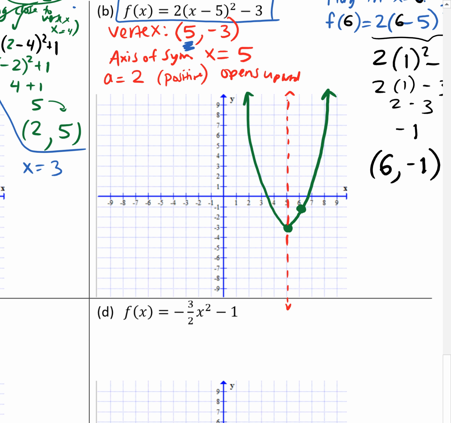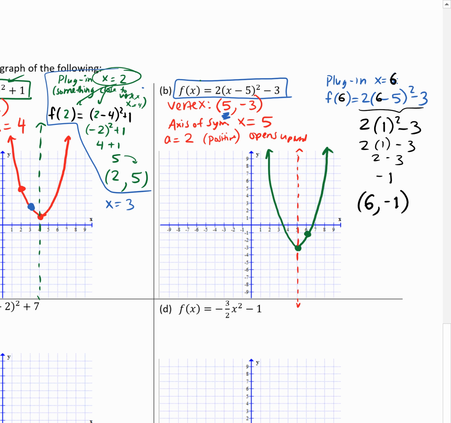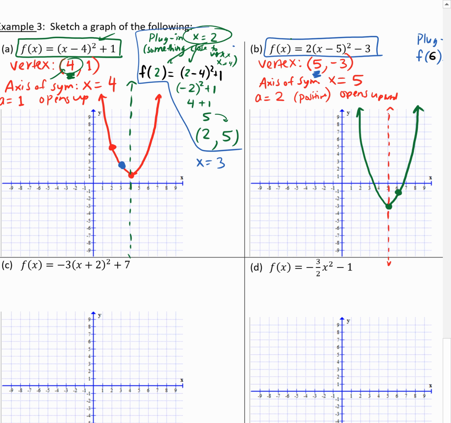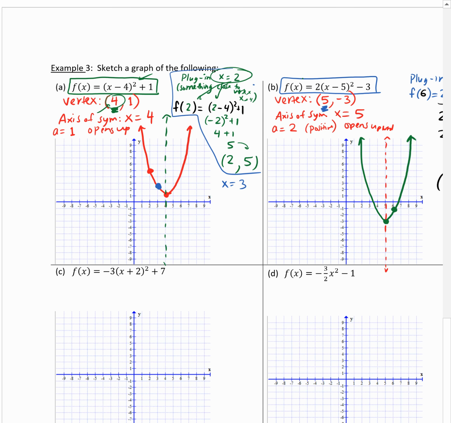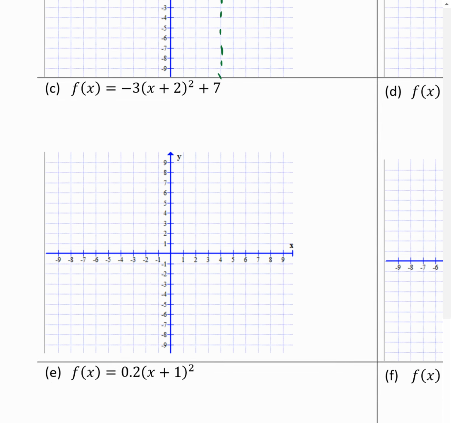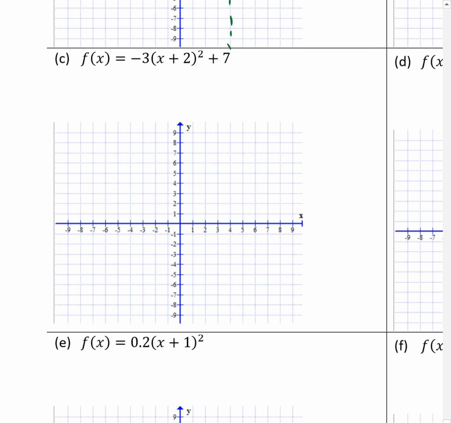And yeah, on the homework, they'll make it a lot prettier. You just give them the vertex, and then you give them the second point, and they'll make it perfect. It's kind of nice. Alright, we're almost done. We've just got a few more to practice.